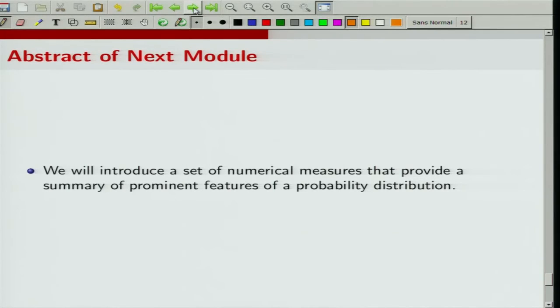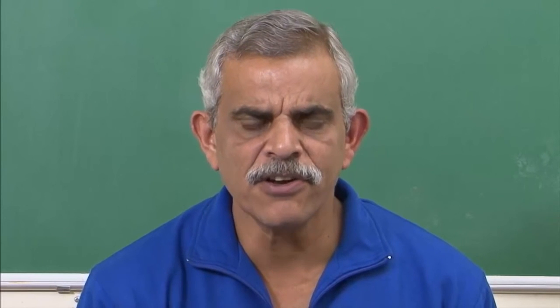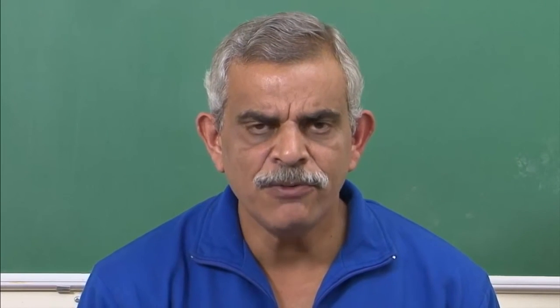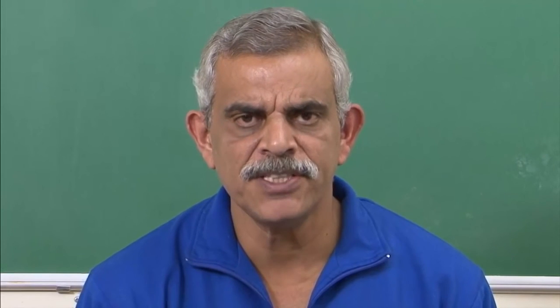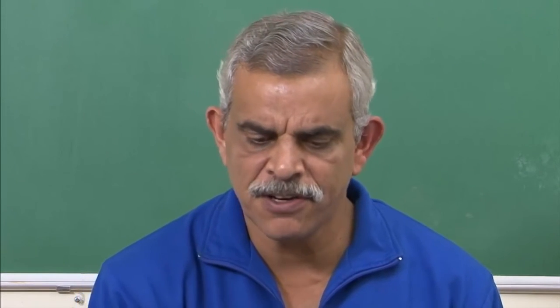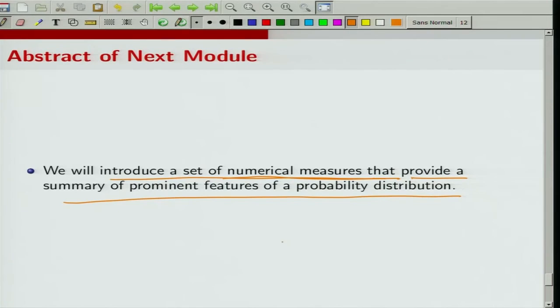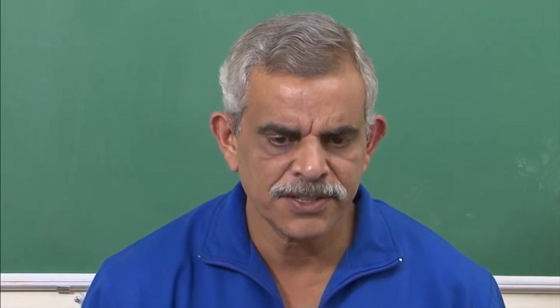Now before I conclude, let me give a summary of the things I will be doing in the next module. In the next module, we'll introduce a set of numerical measures that provide a summary of prominent features of a probability distribution. You see, a probability distribution has a lot of information available. So I will look at the important information which a probability distribution carries, in terms of a few numerical measures. I'll introduce a few numerical measures which will provide a summary of prominent features of a probability distribution. So that was all for this module.